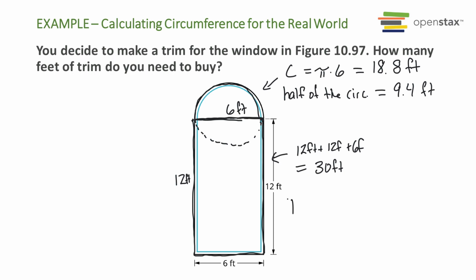And so the total perimeter is going to be 39.4 feet for the trimming on this window.